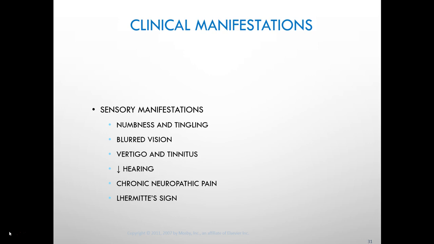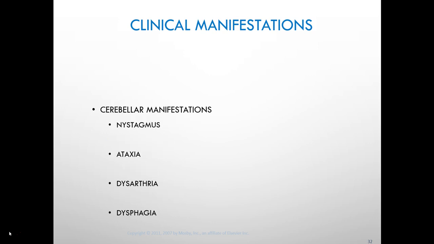What is Lhermitte's sign? Lhermitte's sign is they're going to feel like an electric shock goes straight to their lower extremity. They're going to feel that rush of neurotransmitter. The patient described it as if it's an electric shock going down to my lower extremity. That's what it's called, Lhermitte's sign.